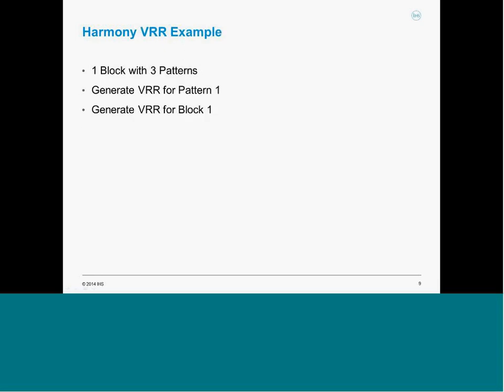The example we'll look at today contains 3 patterns. These have already been analyzed, so we'll be working on pattern number 1. We'll walk through what inputs are required, including reservoir properties and pattern allocation, generate a VRR for pattern number 1, and then generate a VRR for block number 1, which contains all 3 patterns. For this example, we're going to use the minimum inputs necessary, but add static pressures to show functionality.